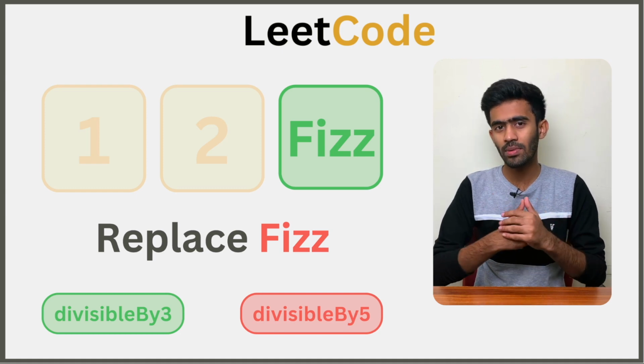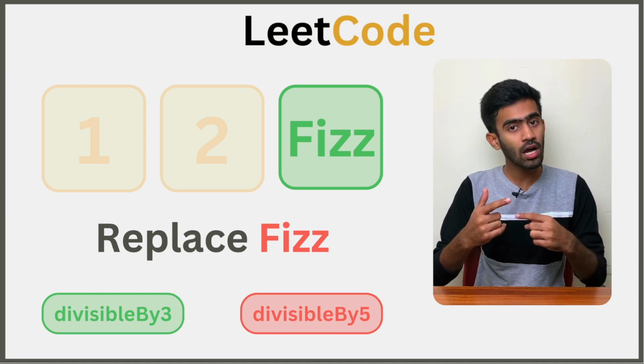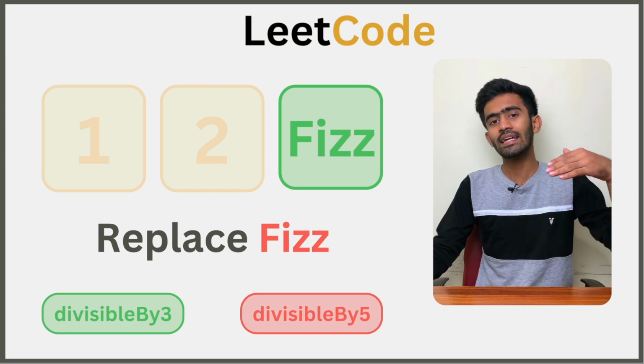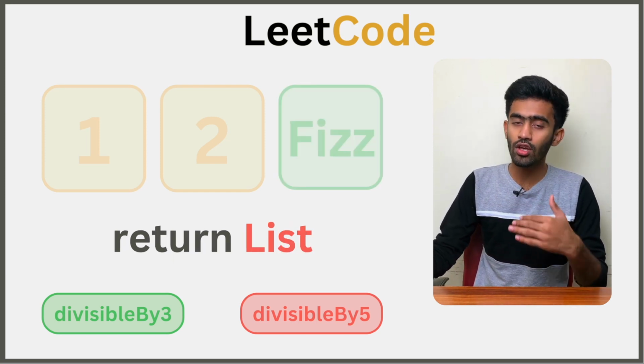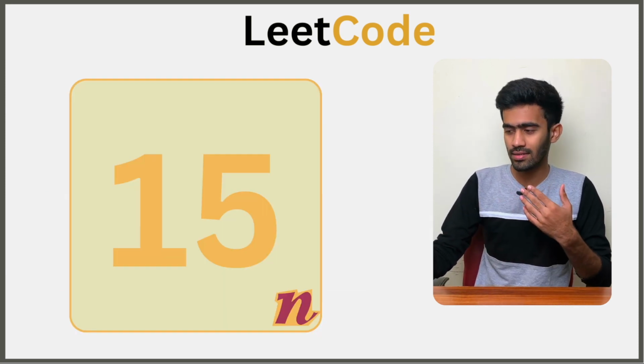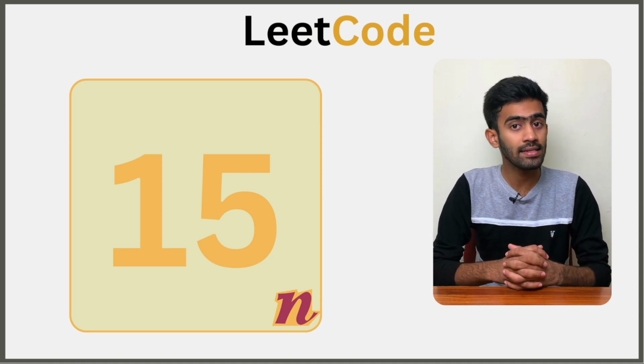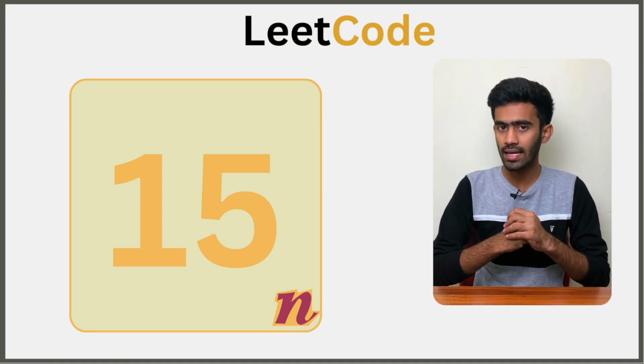So that was a pretty easy case, but we didn't check all the other cases, right? So let's take a bigger number in order to check all the cases. And at last we have to return the list. That's pretty obvious. So n is equal to 15. That is the case that we are going to take next.